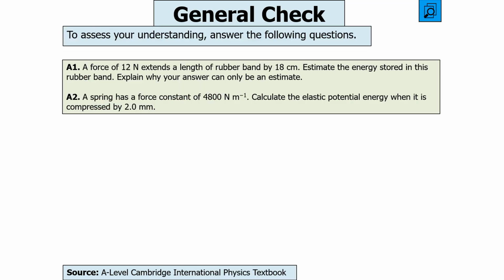The next question says, a force of 12 newtons extends the length of a rubber band by 18 centimeters. Estimate the energy stored in this rubber band, and why can this answer only be an estimate? And then a spring has a force constant of 4,800 newtons per meter. Calculate the elastic potential energy when it's compressed by 2 millimeters.